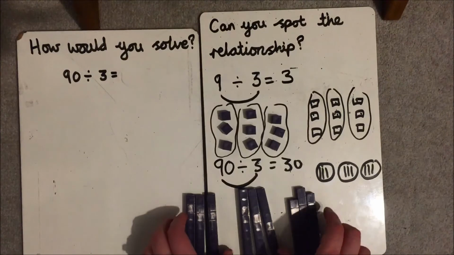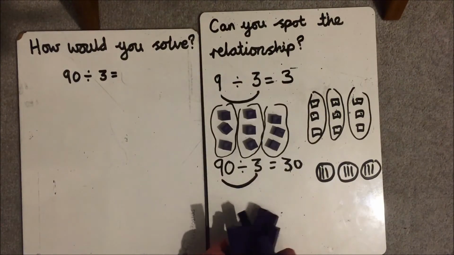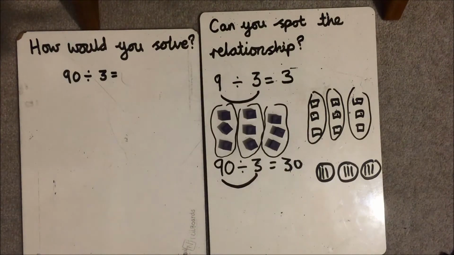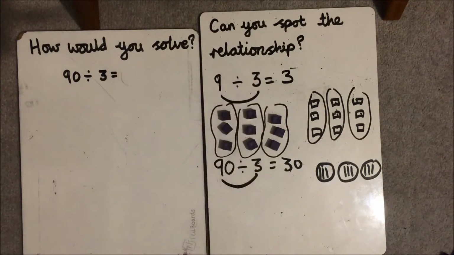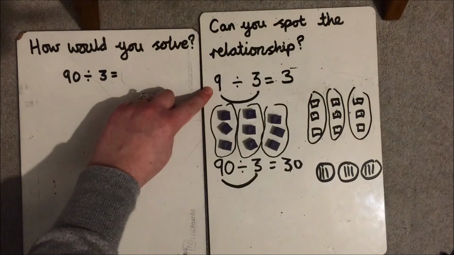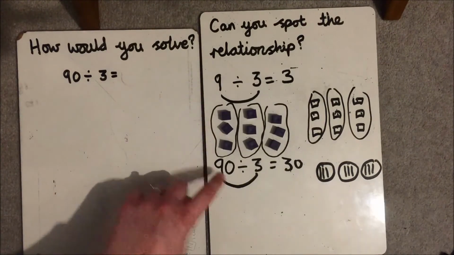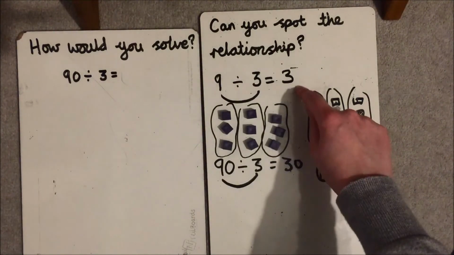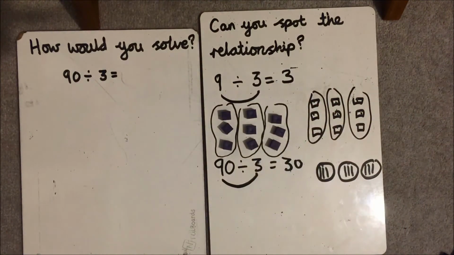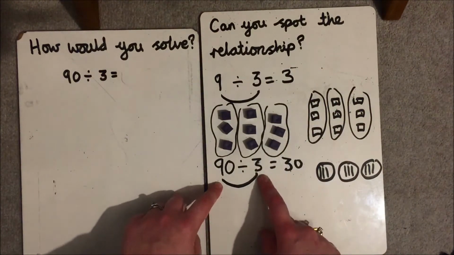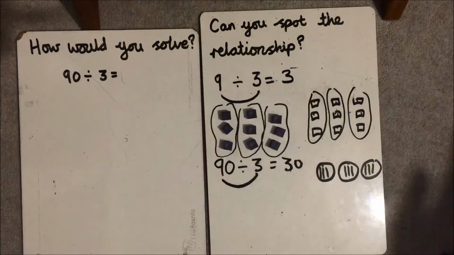Have you spotted the relationship yet? What is exactly the same? That's right, we've got 9 divided by 3 in here and 9 divided by 3 in here. But in this one it's 9 ones, in this one it's 9 tens. That means our answer here is 3 ones and our answer here is 3 tens. Can you see in this one how everything is just 10 times bigger?